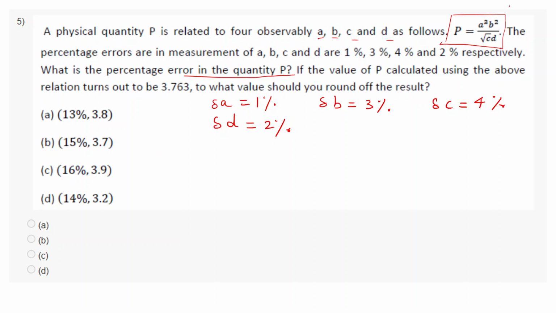Since quantity P depends on these values, the relation is given like this. So the percentage error in P, if you recall, last week we had discussed these things, it will be like this: 3 times the percentage error in A plus 2 times the percentage error in B, and all these will again be added, plus half of the percentage error in C plus the percentage error in D.